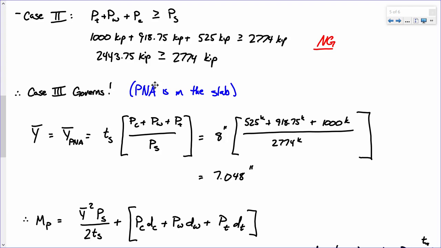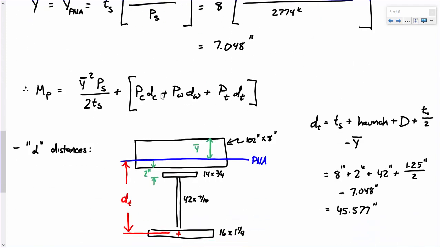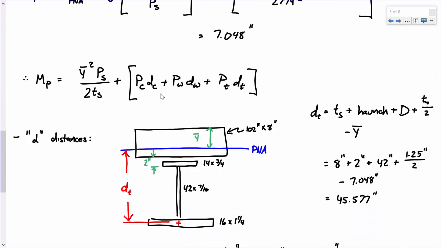And we found that the plastic neutral axis was in the slab. I want y'all to think about that. Okay? Now, here's a diagram of that. So here's the plastic neutral axis. We found that it was in the slab. Specifically, we found it was what? 7.048 inches from the top. It's been a while, but we did this calculation last time.